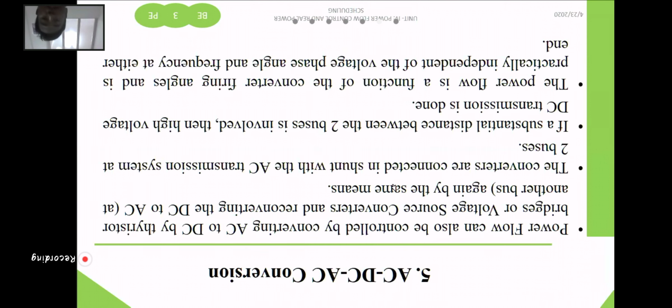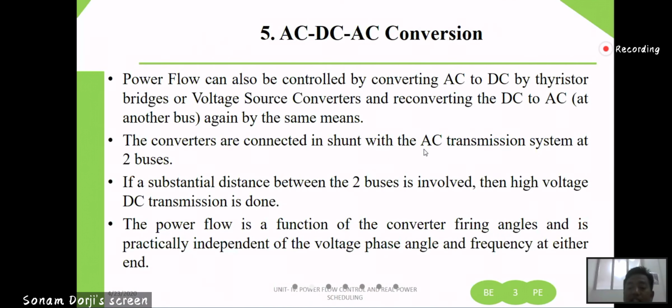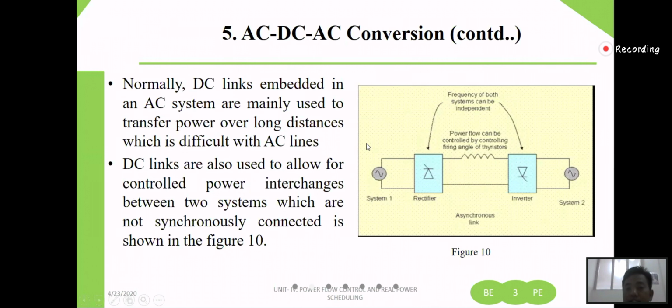Okay, so how we can use a power electronics device: power flow is a function of converter firing angle. Based on your converter firing angle, if you use a thyristor, it is independent of voltage, phase angle, and frequency at either end. Which means your power flow will directly depend upon your converter firing angle. So I will explain with this diagram.